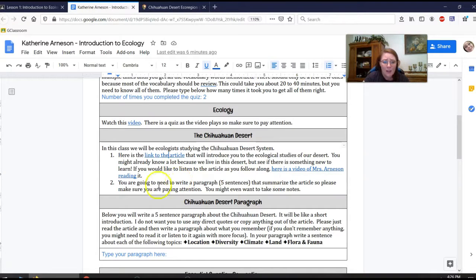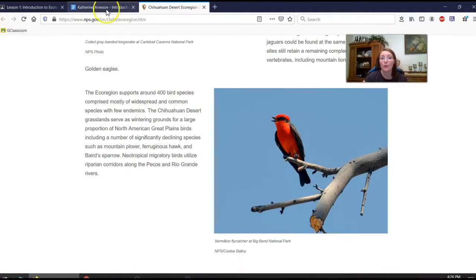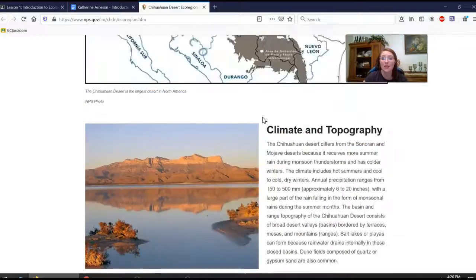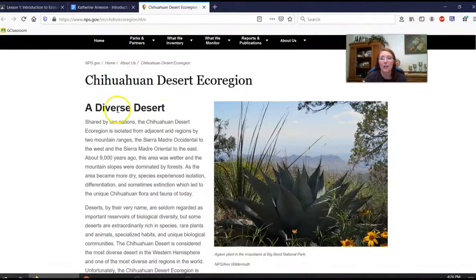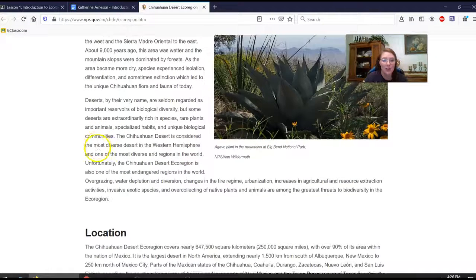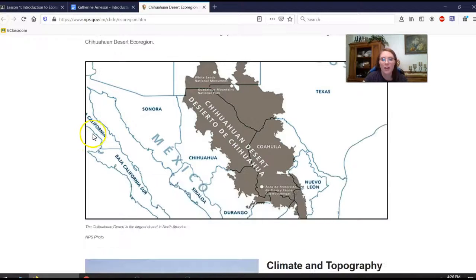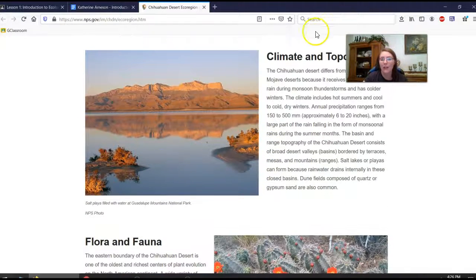Okay, so it says make sure, oh, you are going to need to write a 5-sentence paragraph that summarizes the article, so make sure you're paying attention. Okay, so if you want to take some notes, you can. You're not required to. I would probably take notes, and here's how I would do it. I would write one thing about each paragraph. So I would say, okay, a diverse desert, I would write one thing about it. Location, I would write one thing about that paragraph. And that would help me remember enough probably to write a paragraph.